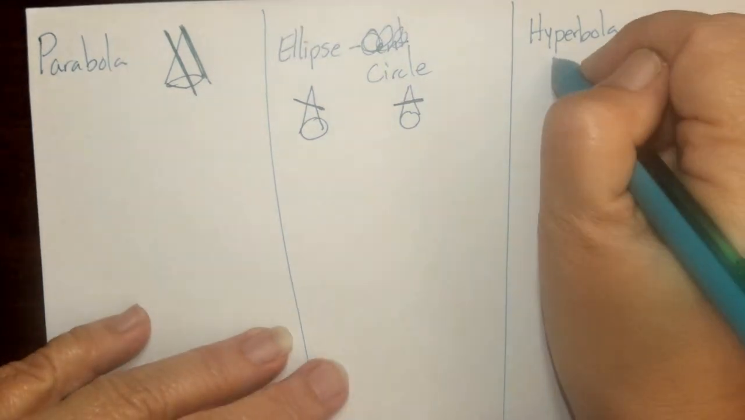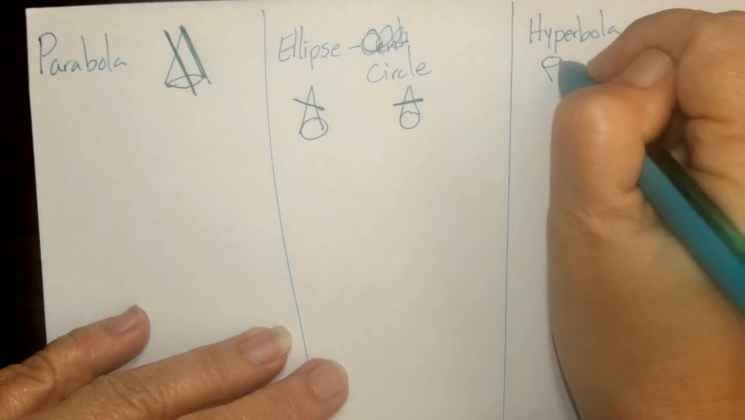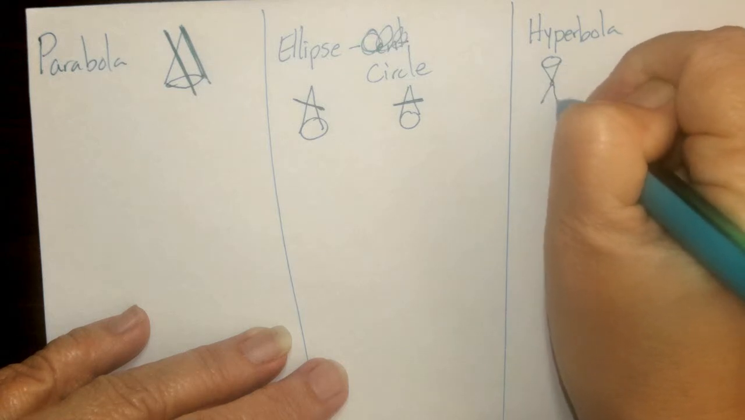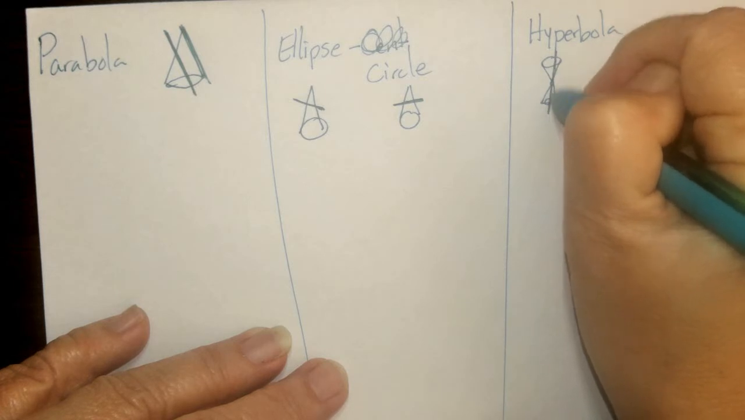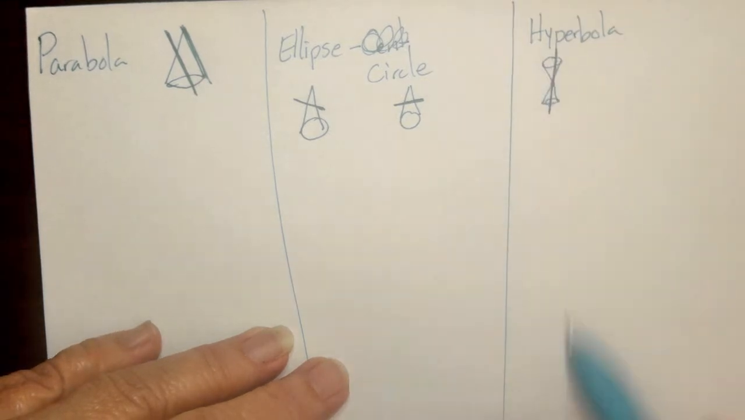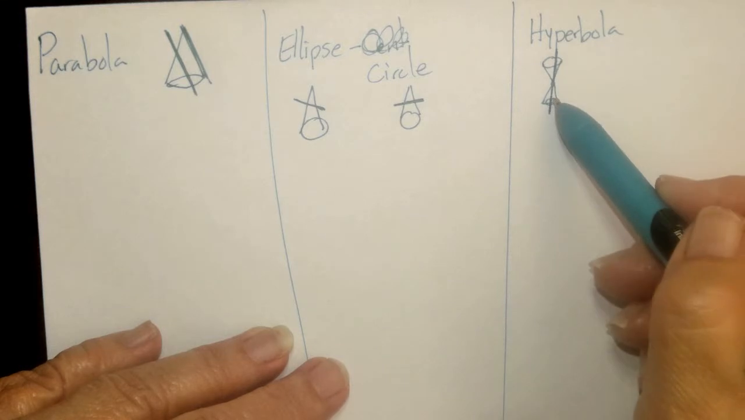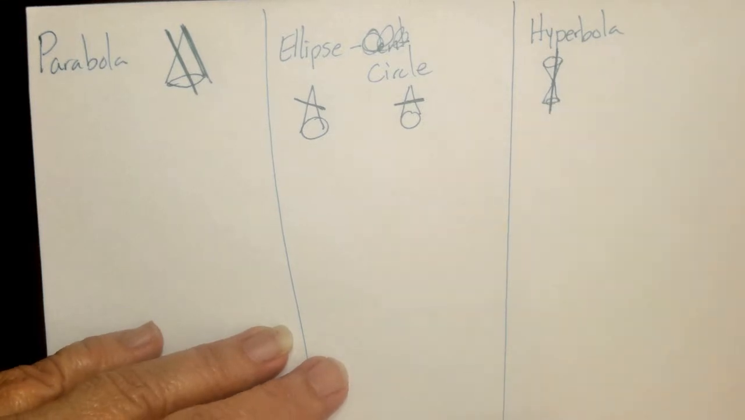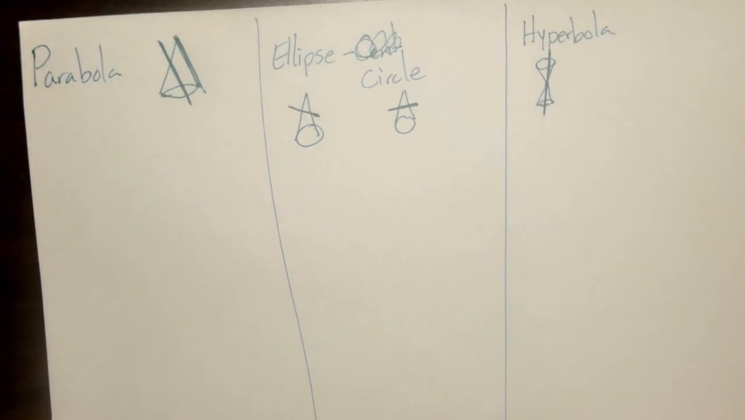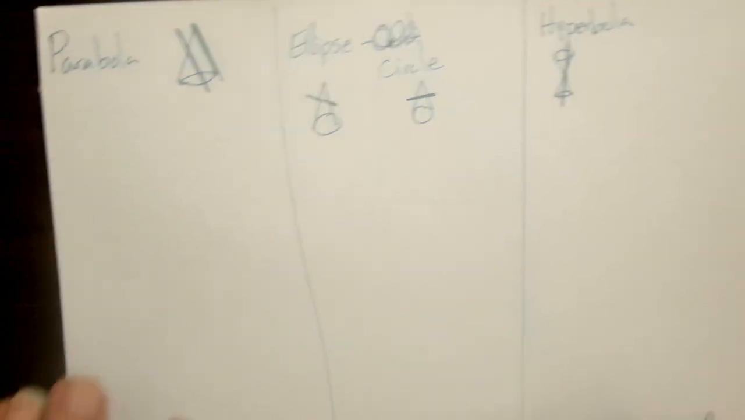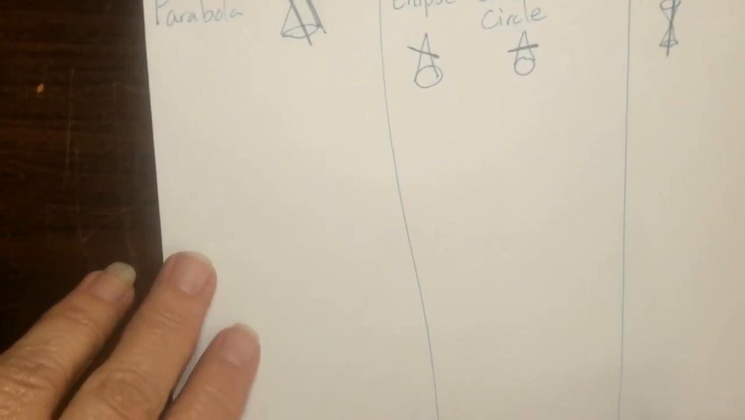Now, when we take a double napped cone and we cut it like this, then we get the hyperbola. So the hyperbola is where we have the two disjoint curves. So that's an overview of how those cuts create the curves. So with our parabola, that's the one we're most familiar with from Algebra 2.